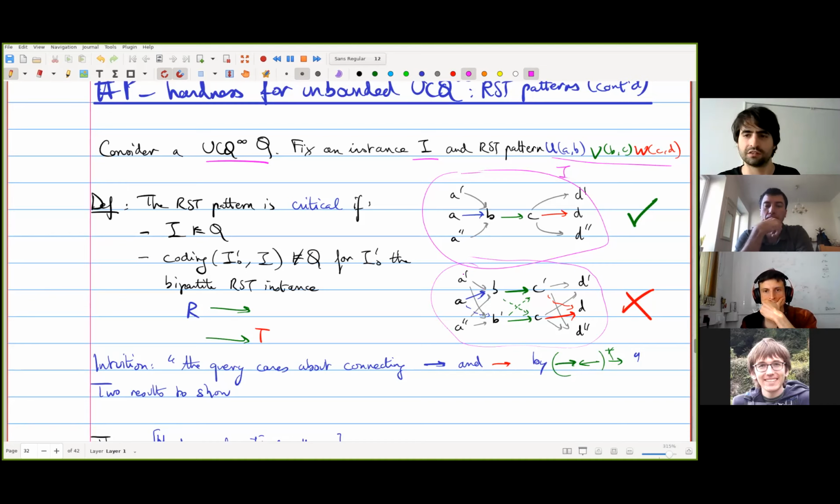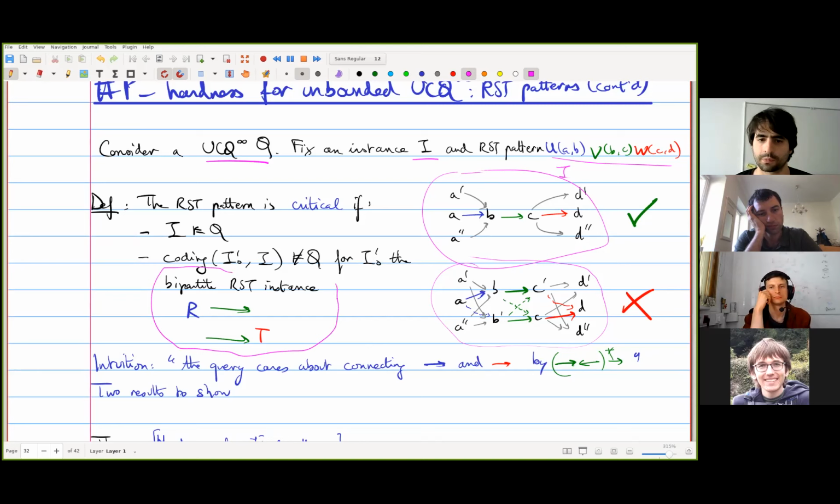So if I find an instance and a pattern like this for my query, it means I have isolated the behavior of the query. I have seen two very similar instances on which one satisfies the query, the other one does not satisfy the query. I have basically managed to identify something that my query cares about. So what is this complicated instance here that must violate the query? It's in fact the coding of this RST instance. And the original instance can be equivalently seen as the coding of that bipartite graph.